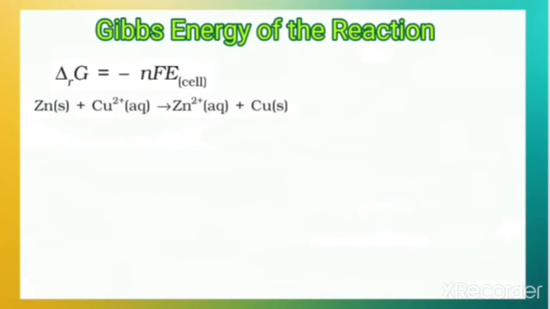For the Daniell cell equation, Zn plus Cu2+ giving rise to Zn2+ plus Cu, if we want to write down the delta G for this reaction, we can write delta G is equal to minus 2F E cell. Here we have substituted the value of n, the number of electrons gained or lost in this reaction, which is 2. So we get the equation delta G is equal to minus 2F E cell.